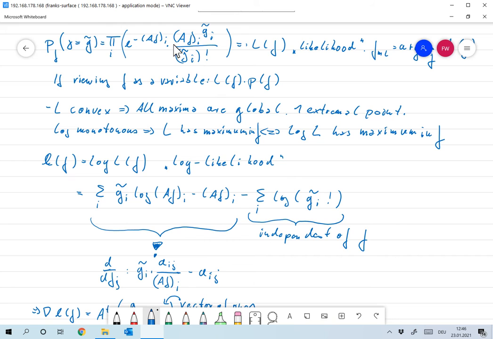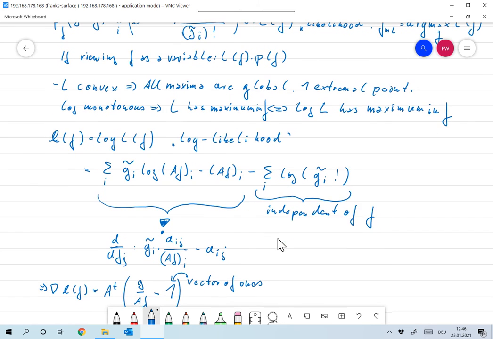And then we need to subtract the log of g_i tilde factorial. Okay, now summing this all up over all i and taking this one over here, we see that this sum of all log g_i tilde factorials doesn't depend on f. And since we just want to maximize L of f, we can forget about this because this is just a constant term. So we define L of f as this term over here.